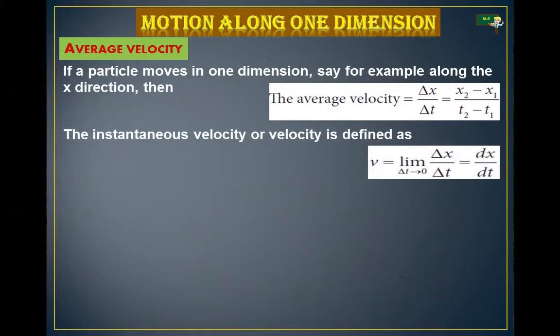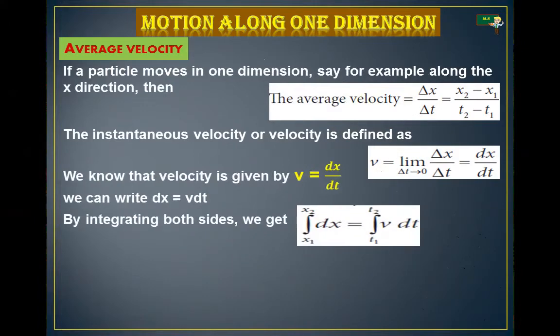The instantaneous velocity, or simply velocity, is defined as v is equal to the limit del t to 0 of del x by del t, or dx by dt. We know that velocity is given by v is equal to dx by dt. Here dx is the displacement and dt is the time taken. We know dx is equal to v into dt.